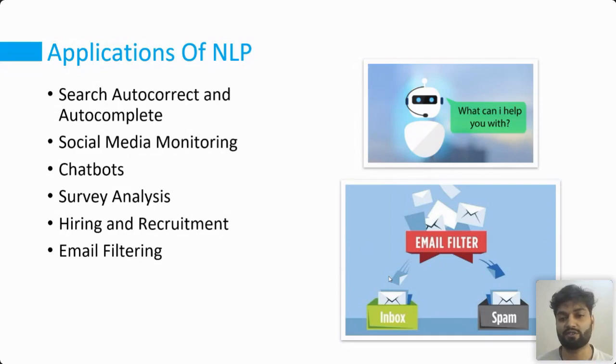So these filters actually identify the words and the sequence of words that are more spammy. It gets trained on them, and once it finds those spammy mails, it puts them into spam, and puts the email into the inbox if it's not spam. So spam filtering is one of the major applications of natural language processing, and using NLP and speech recognition, Alexa, Siri, all of them work on that particular part, as you can see.